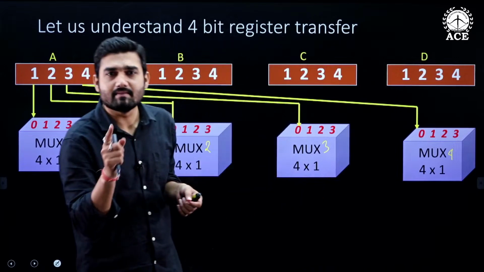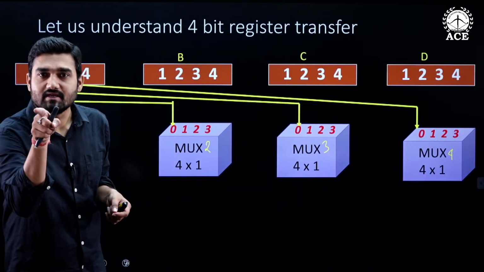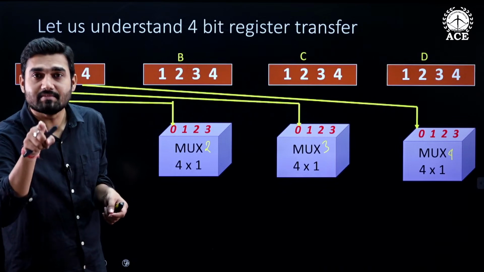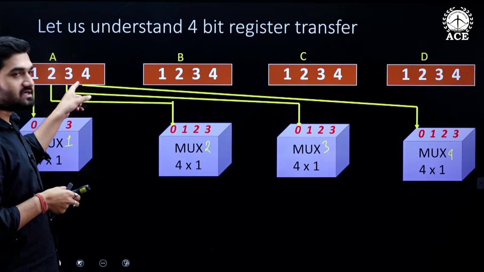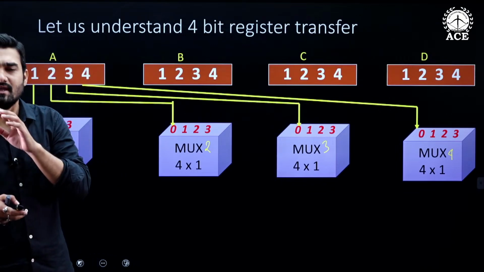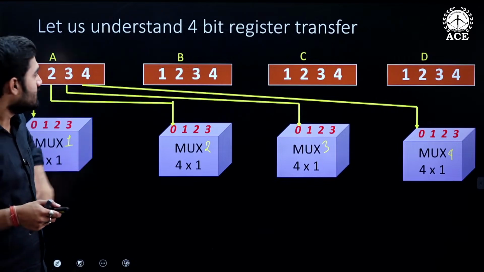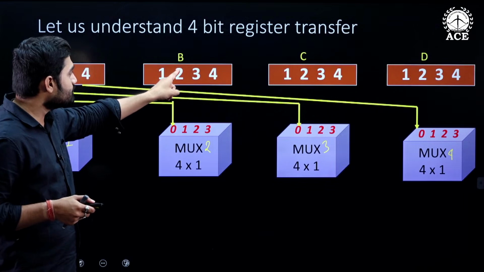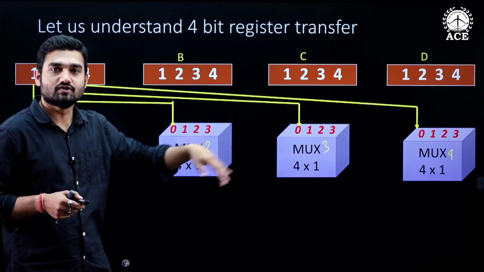That means whenever I am accessing register A, what input am I triggering inside the MUX? I am triggering the 0th input. In the same way, if I want to attach the B register over here, what should I do?